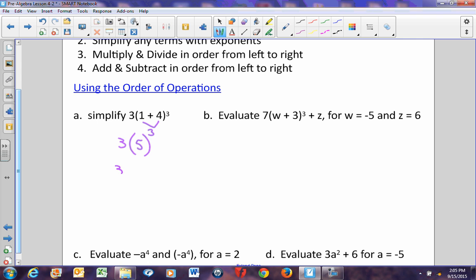So I basically am multiplying 3 times 5 times 5 times 5. Because 5 to the 3rd power is not 15, it's 5 used as a base 3 times. 5 times 5 is 25, 25 times 5 is 125, so this is 3 times 125, which makes this 375.